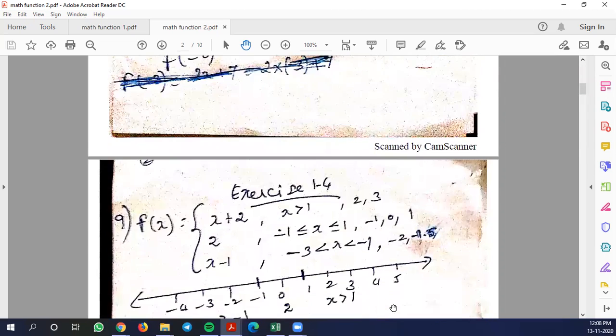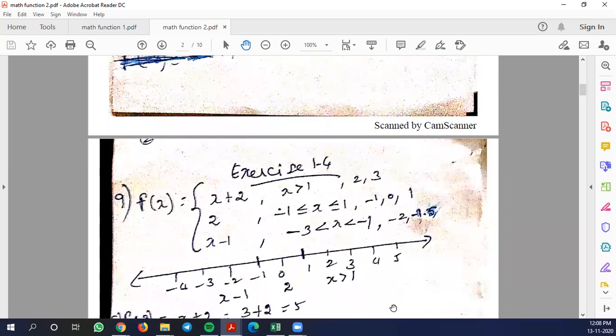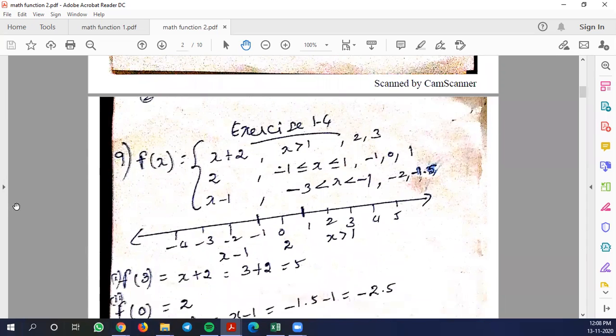Now straight away we'll go to exercise 1.4 question number 9, that's on page number 26. You take page number 26. So here what is the sum? f of x equal to x plus 2 if x is greater than 1, and 2 if x lies between minus 1 and 1, and x minus 1 if x lies between minus 3 and minus 1.